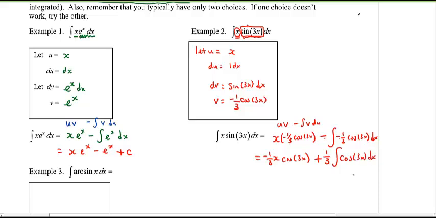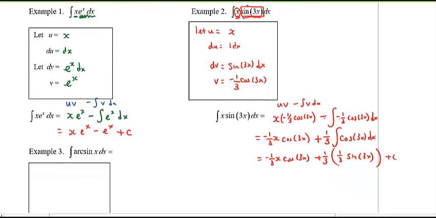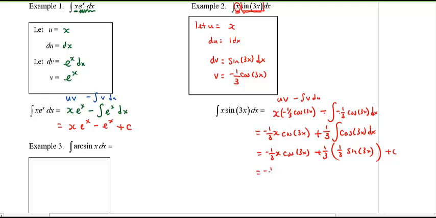Well, the integral of cosine is, of course, sine. Once again, the extra factor of 3 I have to take out, so let me just copy the first term, and then the antiderivative here is, I think, sine of 3x, but once again another factor of 1/3, and then don't forget plus c. So if I wanted to write this: negative 1/3 x cosine of 3x plus 1/9 sine of 3x plus c. And there you go.